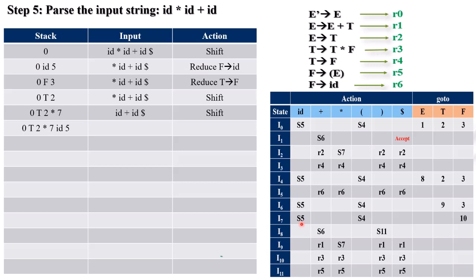What is remaining in the input symbol? Plus ID and dollar. Now we have to check I5 and plus. What do we get? R6. There is a reduction. What is the R6 production? F tends to ID. So we have to reduce F tends to ID. As I told you earlier, when we reduce this ID with F, we have to remove this number 5. Next we have to check I7 and F. What is I7 and F? It is 10. So I have written here 10.